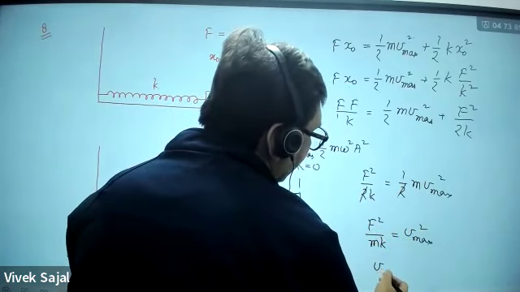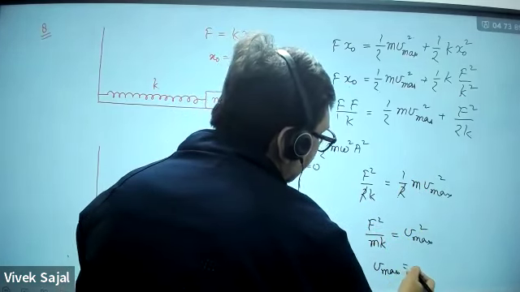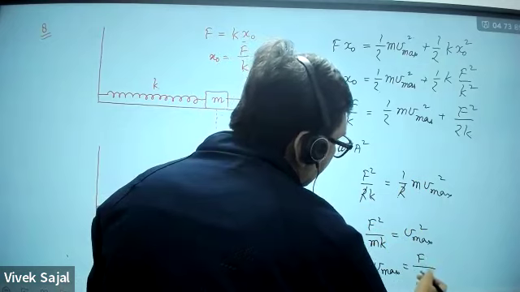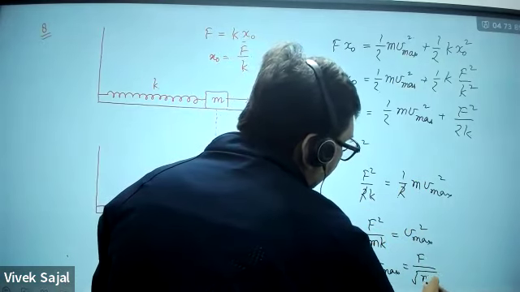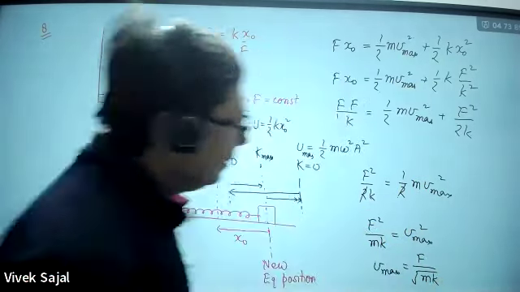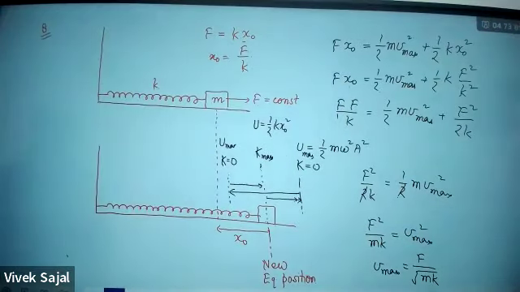So what will be v max? That will be F upon square root of m k. This should be your answer. F upon root of m k. This would be your answer, beta.